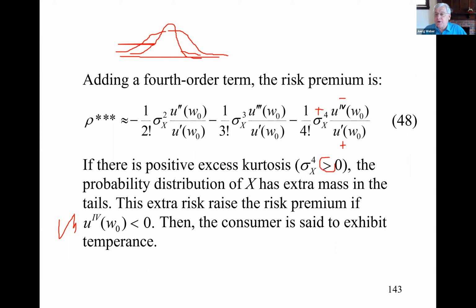Remember down here, I have a minus sign. I have here a minus sign. And I have the fourth derivative here. So I'm getting now again a positive term. And so this will actually drive up the risk premium. So willingness to pay for insurance will increase. And they say, okay, that's actually temperance. They use the term temperance, but it's not entirely clear why they use this term for it.